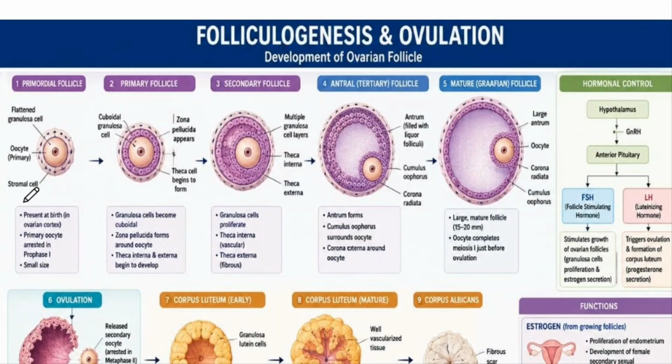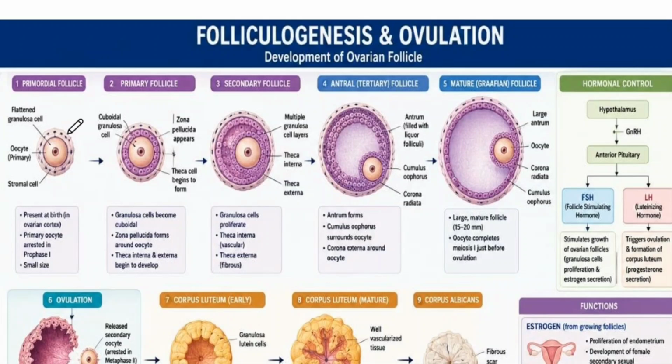Let's begin with the first phase, called the primordial follicle. It is the smallest and most immature follicle found in the ovary. Inside it, there is a primary oocyte surrounded by a single layer of flattened follicular cells.